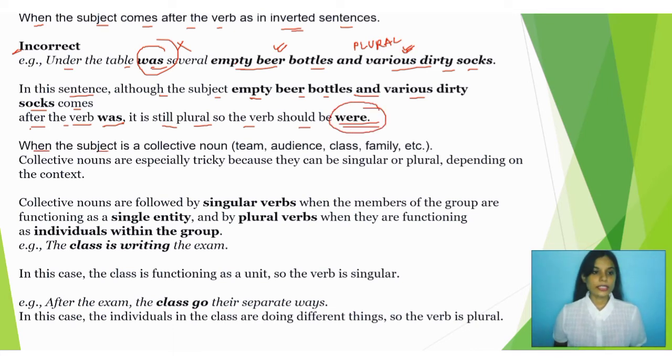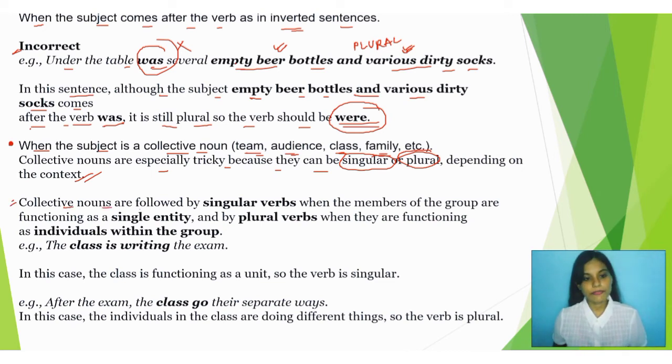When the subject, this is another rule, when the subject is a collective noun like team, like audience, like class, like family, so it's a group, collective noun. Collective nouns are especially tricky because they can be singular also, they can be plural also, depending on their context. So you have to read the sentence very carefully before identifying whether that collective noun is singular or plural.